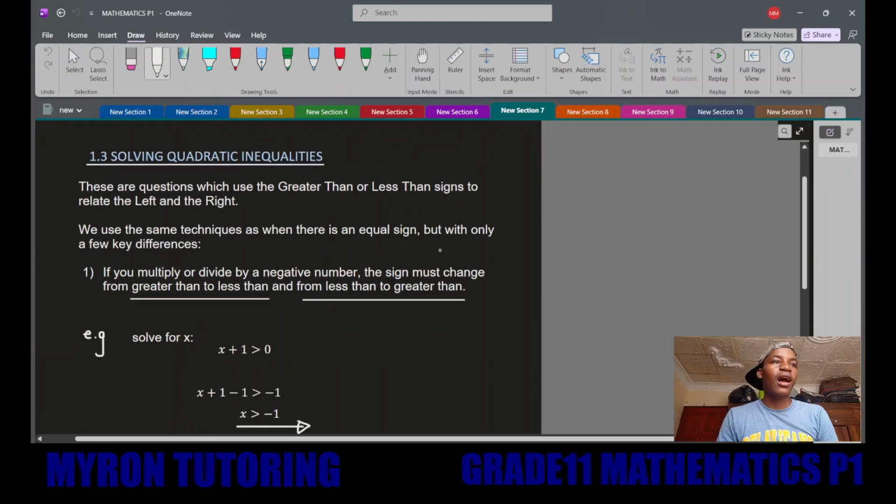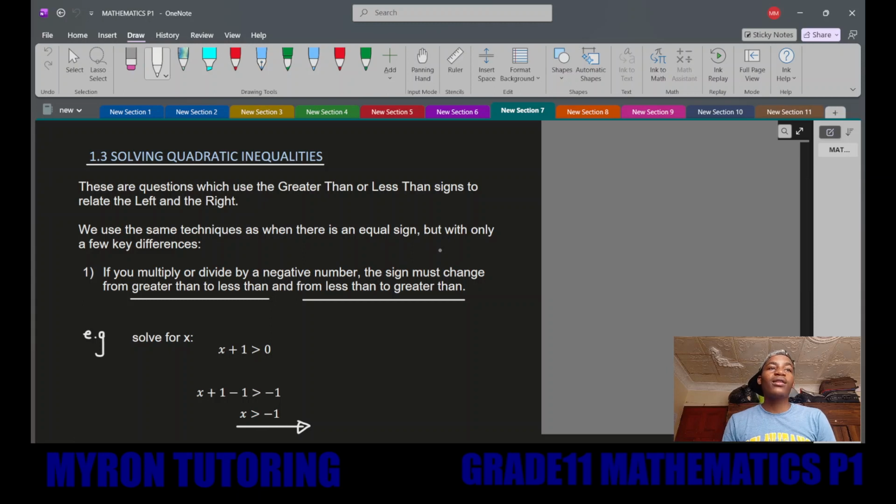Now let's come to solving quadratic inequalities. Well, an inequality is self-explanatory, where it is saying that two things are not equal. So these are questions which use greater than, less than, to relate the left hand side and the right hand side. We use the same techniques as when we have an equal sign, but there are a few key differences which you must keep in mind when you're doing such questions which have quadratic inequalities.